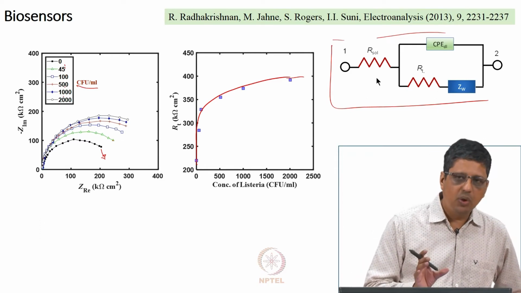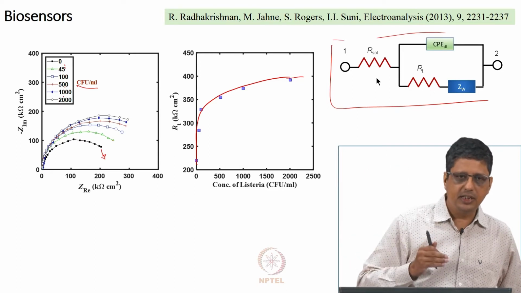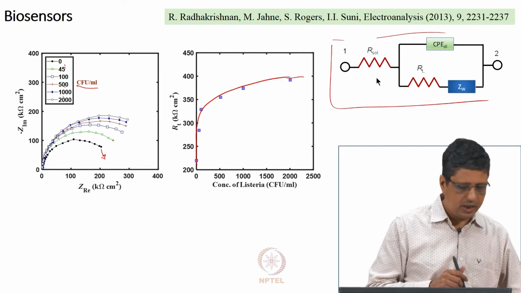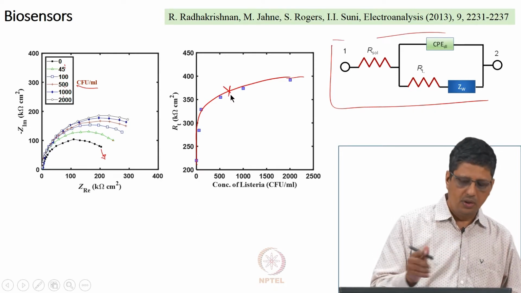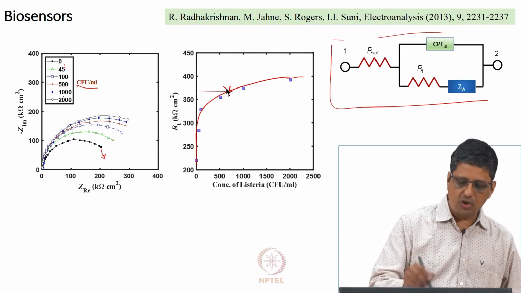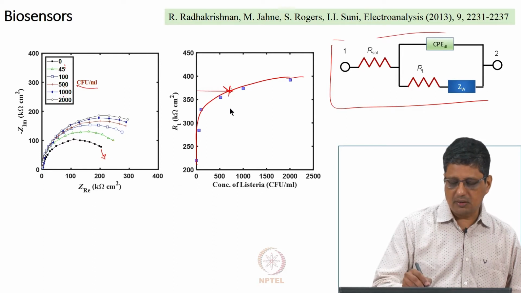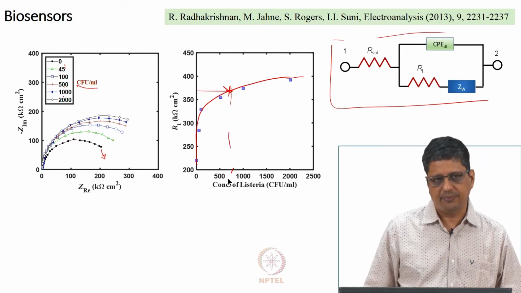What people ideally want is a linear regime, where higher concentration gives you proportionately more signal, but what they got is a nonlinear one. But yet, if you take an unknown solution, and the charge transfer resistance comes out to be 375 kilo ohm centimeter square, you would say it likely has Listeria of this much concentration. Okay.